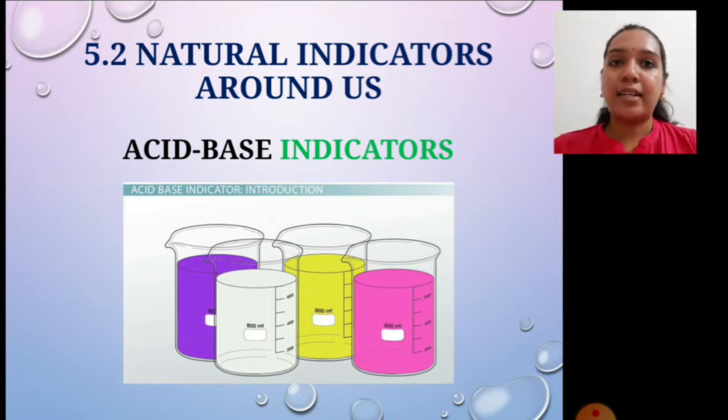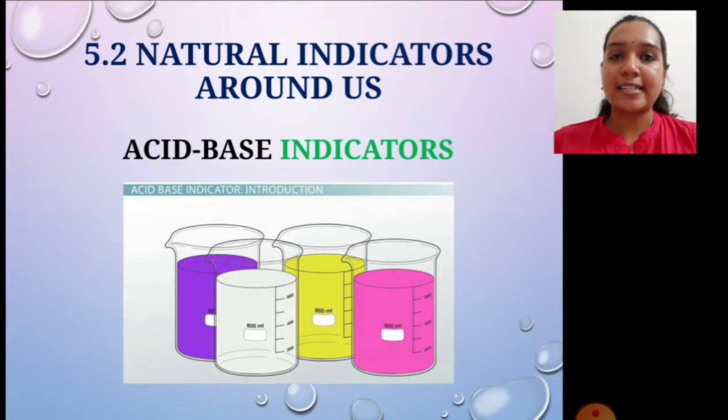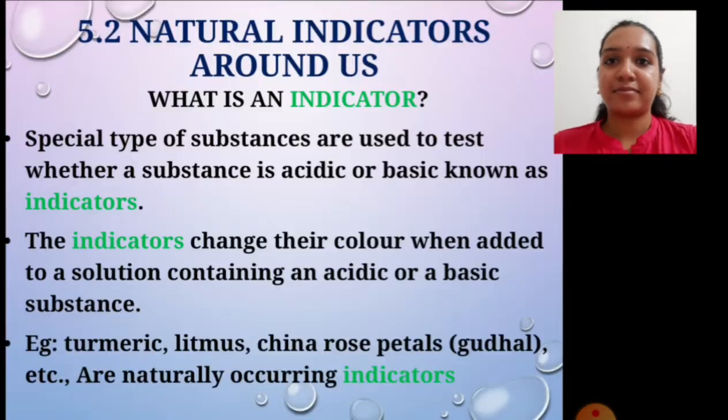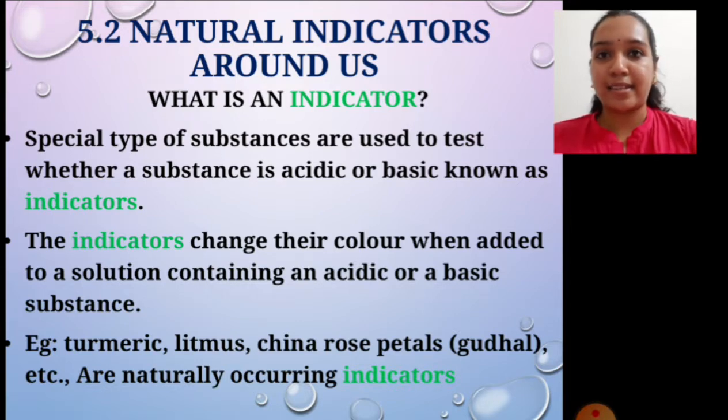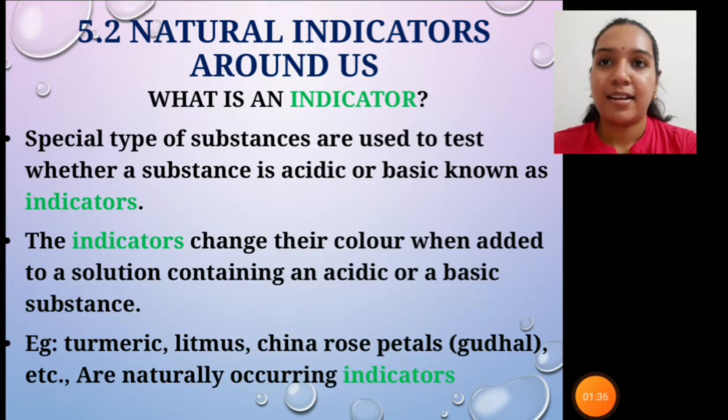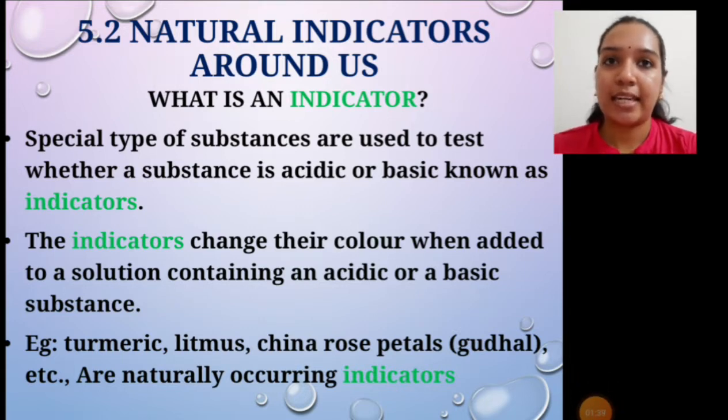In today's class, we'll learn about different naturally occurring acid-base indicators and how they show changes when reacted with an acid or a base. Let's have a quick revision. What is an indicator? An indicator is a type of substance which is used to test whether a solution is an acid or a base. The indicators show a change in color that depends on the indicator properties. They show the change in color when added to a solution that contains acid or base.